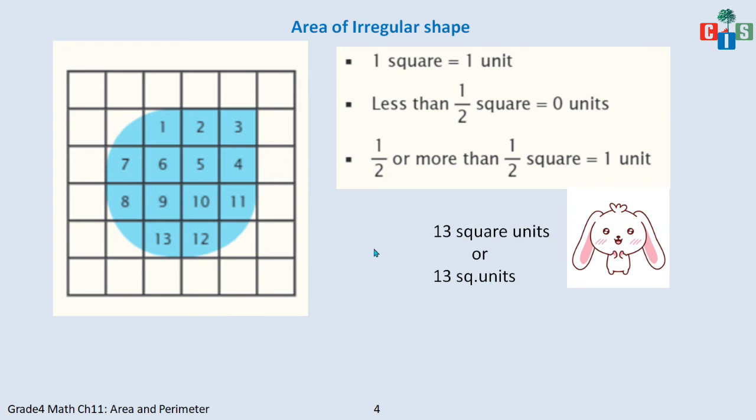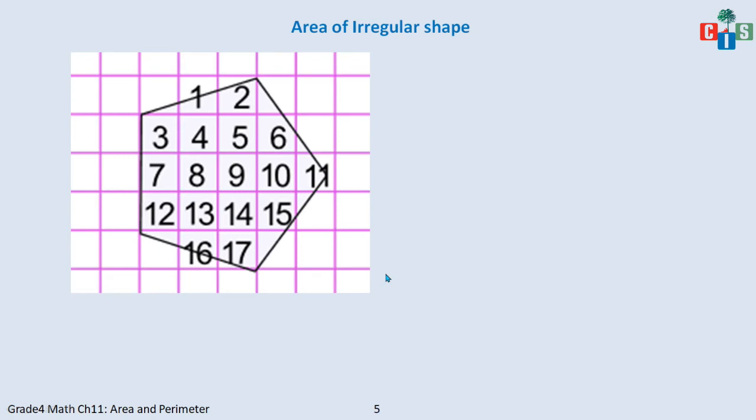Fine. So just remember the trick: 1 square 1 unit, less than half no counting, more than half or equal to half counting as 1 square. Fine. Let's have other example. Now this is an irregular figure and you have to find the area. Now let's start from this.